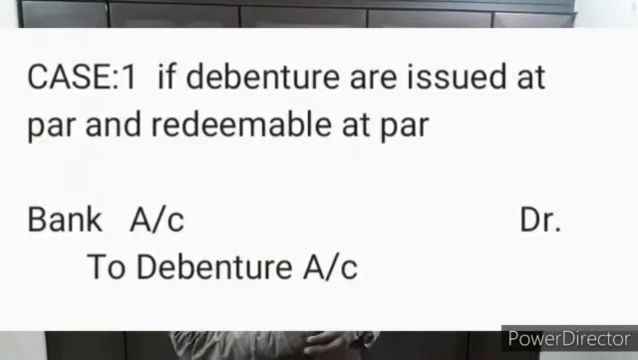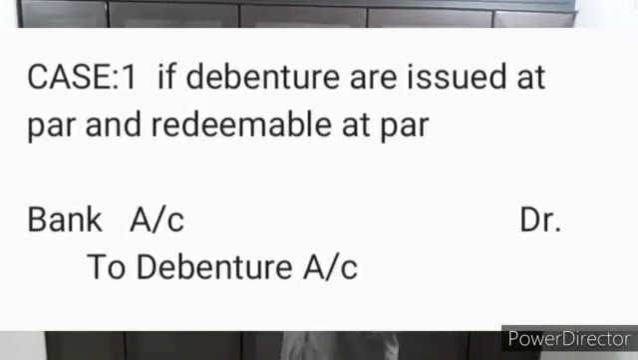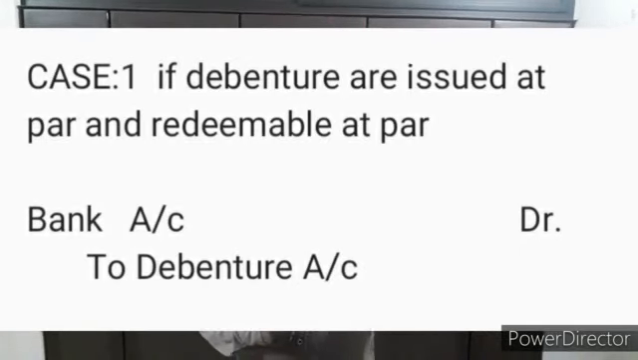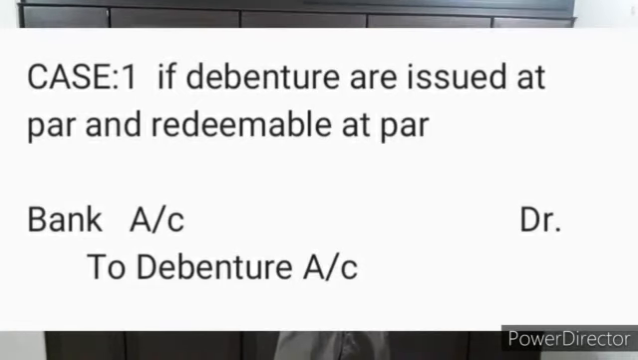So the journal entry will be bank account debtor to debenture. What it means? Debit what comes in. By issuing debenture, we are getting cash from the public, and we made a liability also. That liability will be discharged after the completion of the maturity period of that debenture.